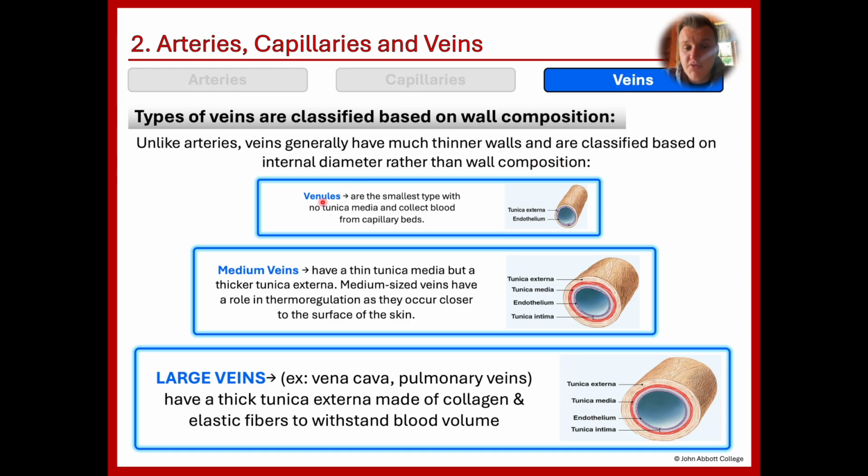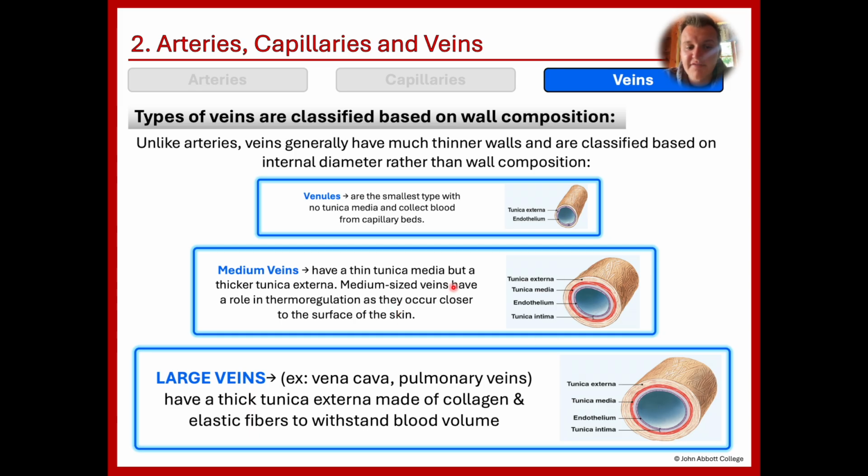So venules, right, they're the smallest type, and they're very small, and they're right after the capillaries, right? If we do our circuit, we had the elastic arteries, we had the muscular arteries, we had the arterioles, we had the capillaries, and then it's the venules, the smallest type, right? They have no tunica media, they're not contracting, and they collect blood from the capillary beds. The medium veins, they have a thin tunica media, but a very thick tunica externa here.